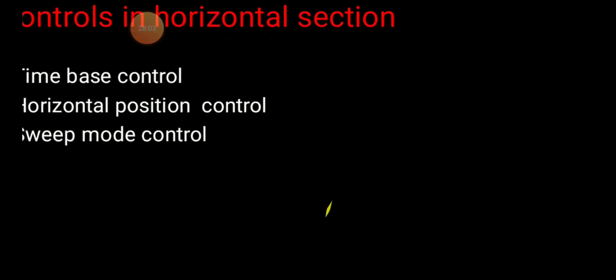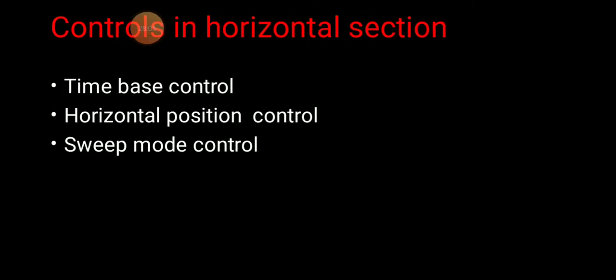Third one, controls in the horizontal section. Again, it consists of 3 main types: time-based control, horizontal position control, and sweep mode control. Time-based control indicates the time per division. So on your CRO, you have the time per division and volts per division knobs.